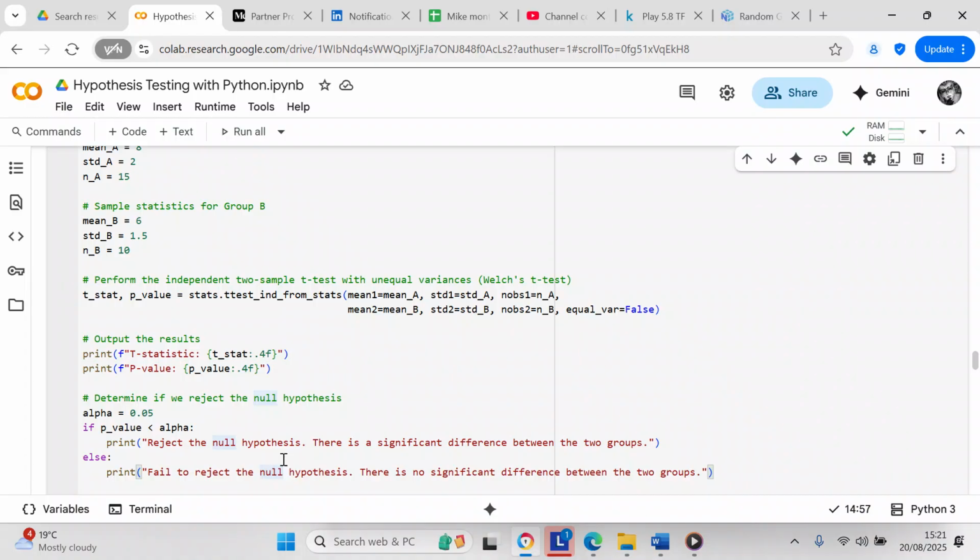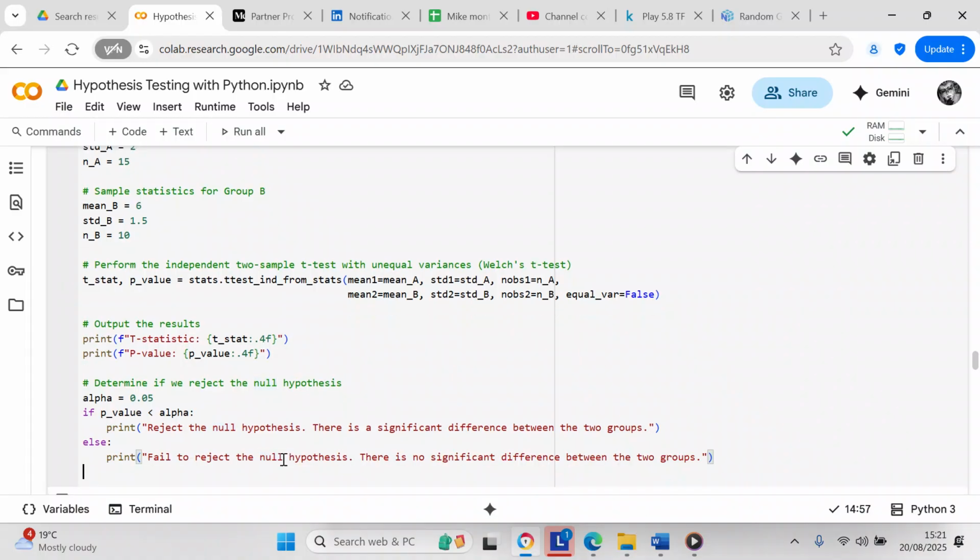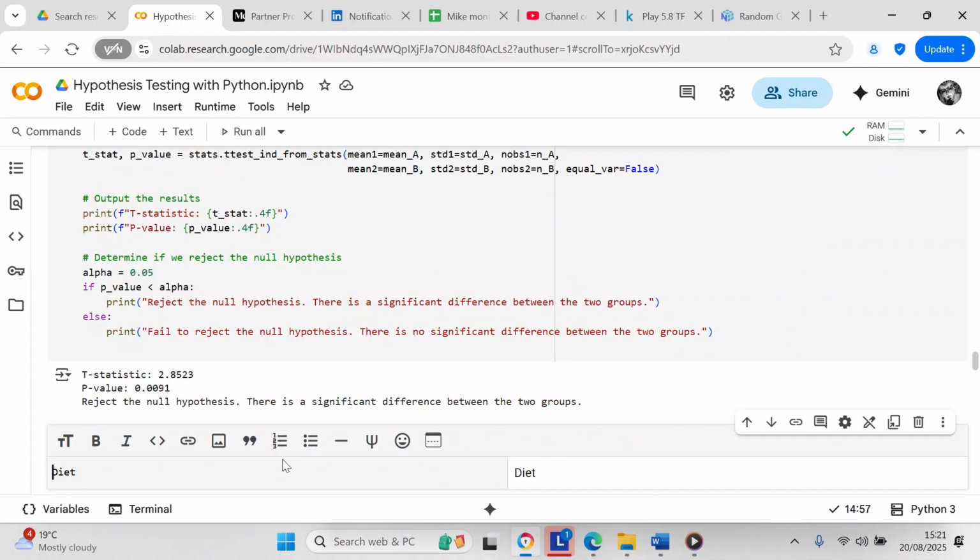So let's see what we've got here. Your t-statistic is 2.85. Your p-value is 0.0091, so it is less than 0.05. And since the p-value is less than 0.05, you're going to have to reject the null hypothesis because there is a significant difference between the two groups.